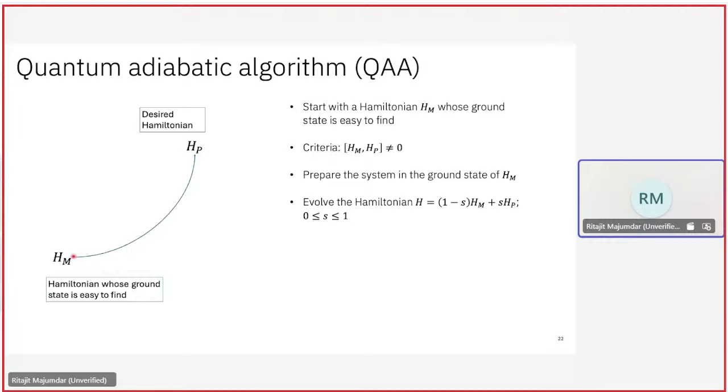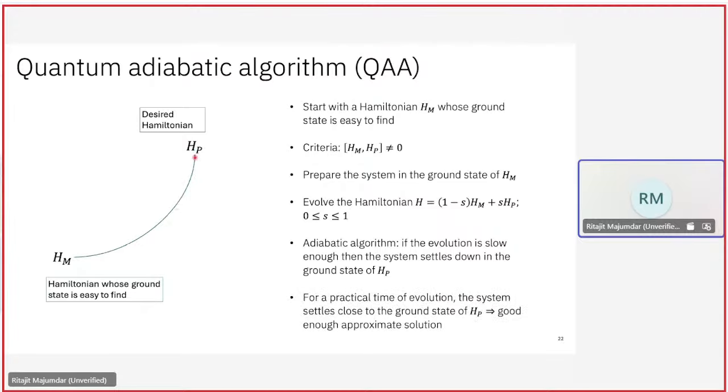You start with the ground state of HM, and the adiabatic algorithm says that if you evolve the system slowly enough, then the system will settle down in the ground state of HP. Great. So there is one problem, and that is this phrase, slow enough. In general, what is seen is that first, it is very difficult to calculate what slow enough means.